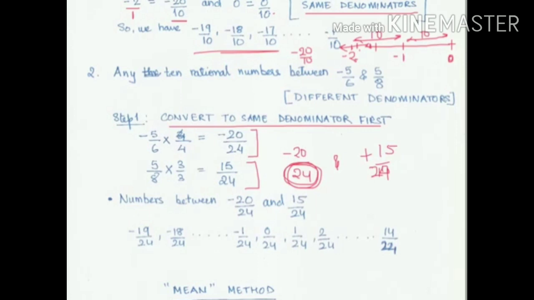In the next video, we will look at another important method to find rational numbers between any two given numbers. That method is known as the mean method.